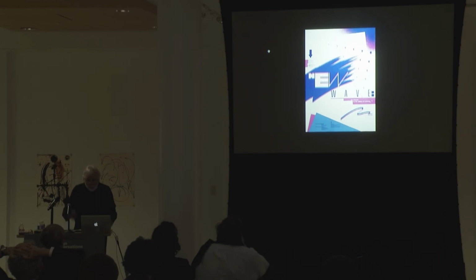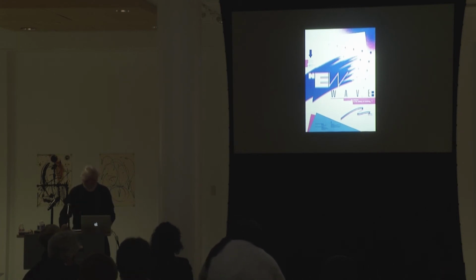This was a poster for AIGA Philadelphia when Ken Heber gave a lecture on New Wave design. He actually hated this poster. He couldn't stand it. He thought the color was awful, but it was about New Wave design. It has all the licks.